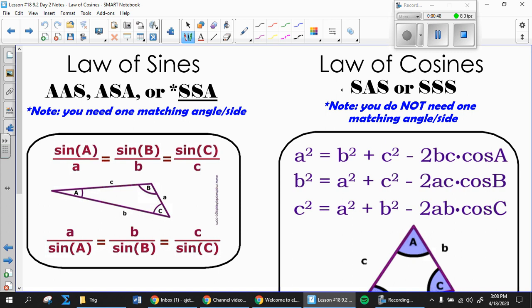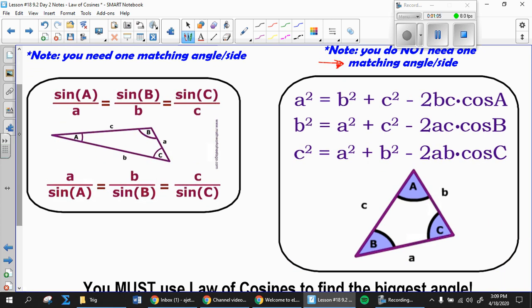So I think law of sines is a little simpler than law of cosines, so we kind of use that first. Law of cosines is what we go to if we don't have this matching angle and matching side. Okay, and so with law of cosines, we have these three different formulas. And when we're looking at these formulas, they're basically the same.